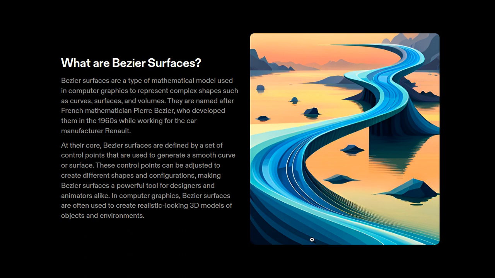Bezier surfaces are a type of mathematical model used in computer graphics to represent complex shapes such as curves, surfaces, and volumes. They are named after French mathematician Pierre Bezier, who developed them in the 1960s while working for the car manufacturer Renault.